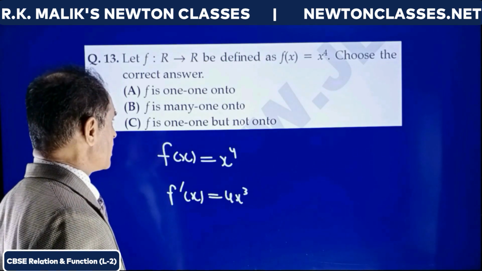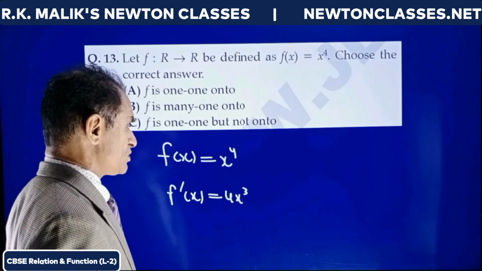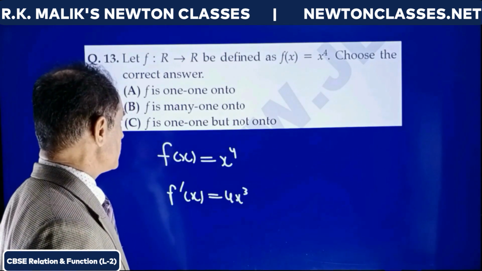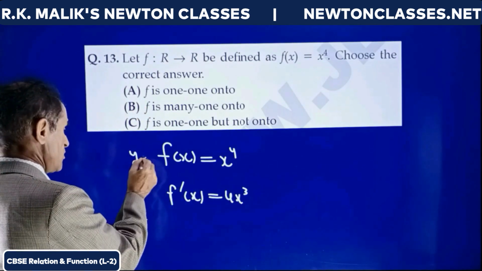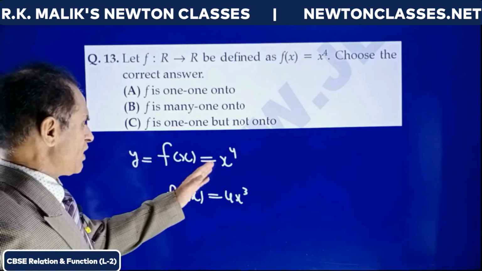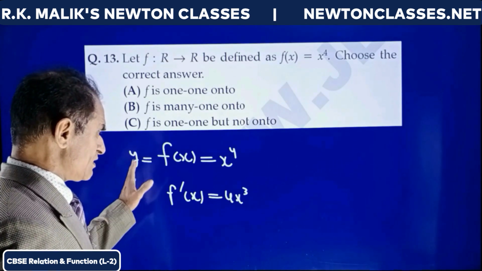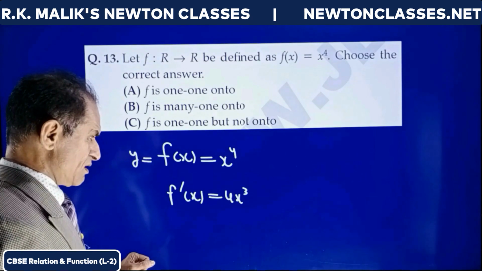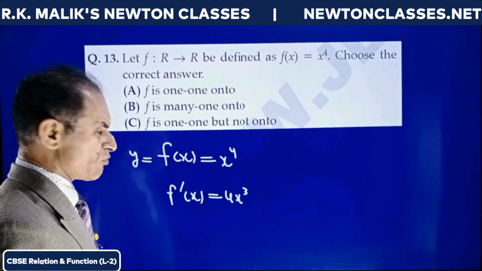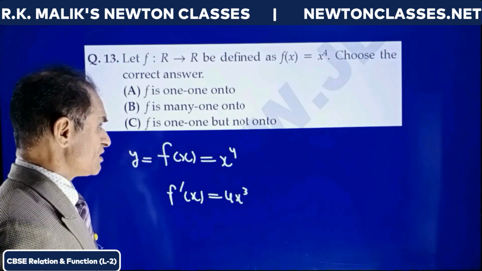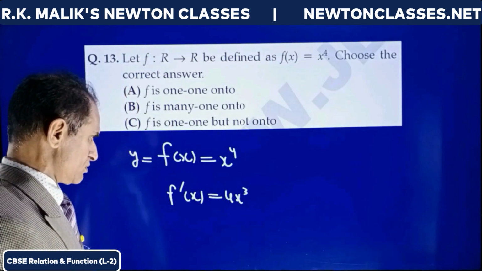And next is to check about the onto nature of the function. And as I told you, to check about the onto nature of the function, find the value of x in terms of y. Here y means f(x). Find the value of x in terms of y and see for what values of y that function is defined. The set of values for which that function will be defined, that set of values will be called the range of the function. And if range is equal to codomain, the function is onto.